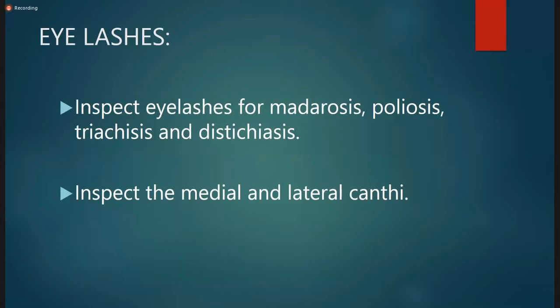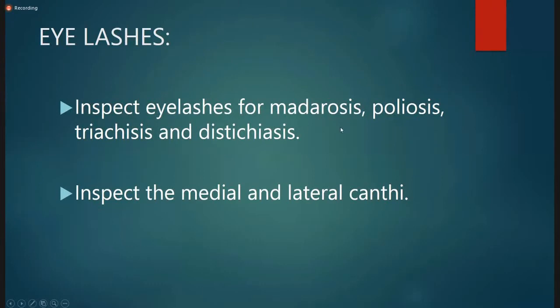After the eyelids, then you have to see the eyelashes. Normally there are about 150 eyelashes in the upper lid and about 75 in the lower lid. That is, there are fewer lashes in the lower lid than the upper lid. Scanty lashes, that is a decreased number of lashes, are known as madarosis. It's also used for brow hair, scanty brow hairs also.